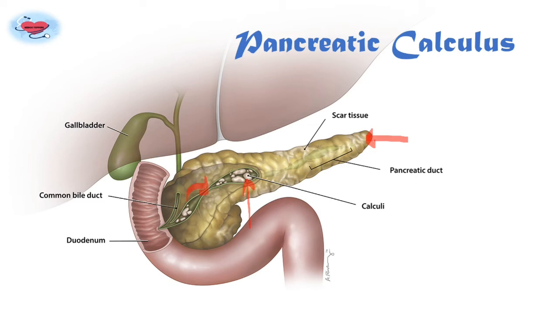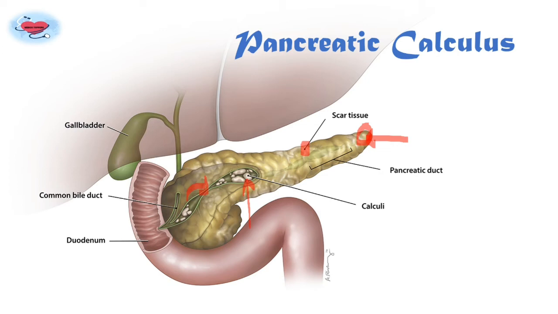Next, calculi in the parenchyma. This occurs in pre-existing chronic pancreatitis patients. Because of chronic pancreatitis, the gland gets fibrosed, and that fibrosis leads to the formation of calculi.